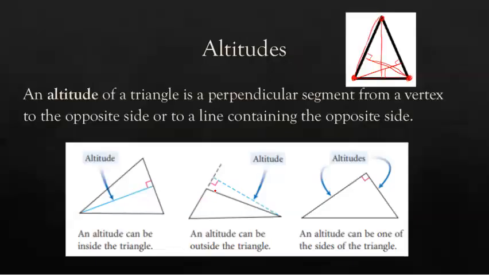So this is an obtuse angle, and when we go to draw the altitude from this vertex to this line, we can't get 90 degrees unless we extend that line out. And so the altitude actually runs outside the triangle. And then on a 90-degree triangle, the altitude from this vertex to this line is going to be the side of the triangle. And the same thing from this vertex to this line, also the side of the triangle.